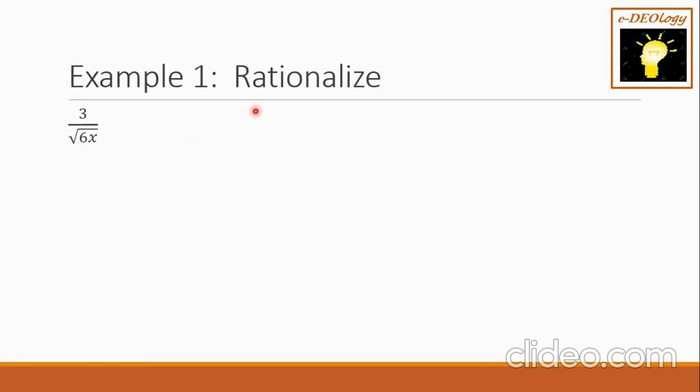Let's have example 1. Rationalize the fraction 3 over the square root of 6x. Here, we're going to use the property that when we have the nth root of a and this radical is squared, this is simplified into a. So let's go to our problem here. The step is we're going to multiply this by a value equal to 1. So we know that any number multiplied by 1 will not change the value of the original expression.